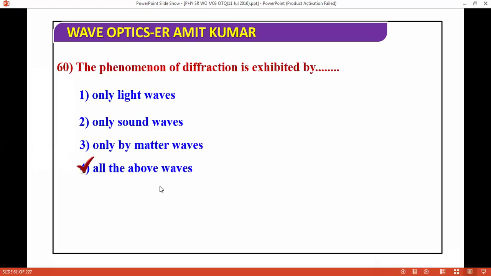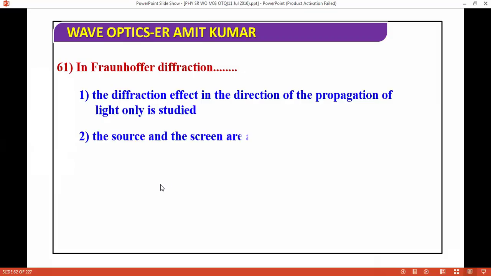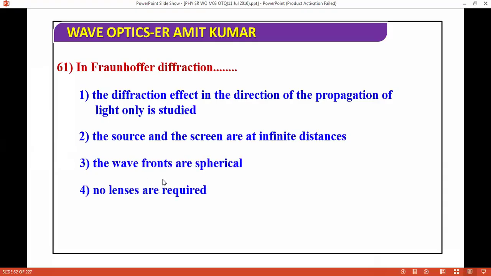The next question we have is on Fraunhofer diffraction. In Fraunhofer diffraction, the diffraction effect in the direction of propagation of light is studied: the source and the screen are at finite distances and the wavefronts are spherical, and no lenses are required. The correct answer is that the source and the screen are at an infinite distance in Fraunhofer diffraction.